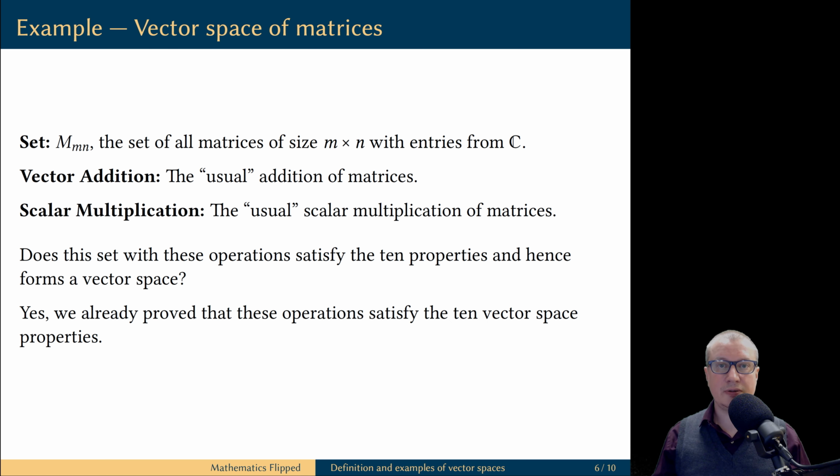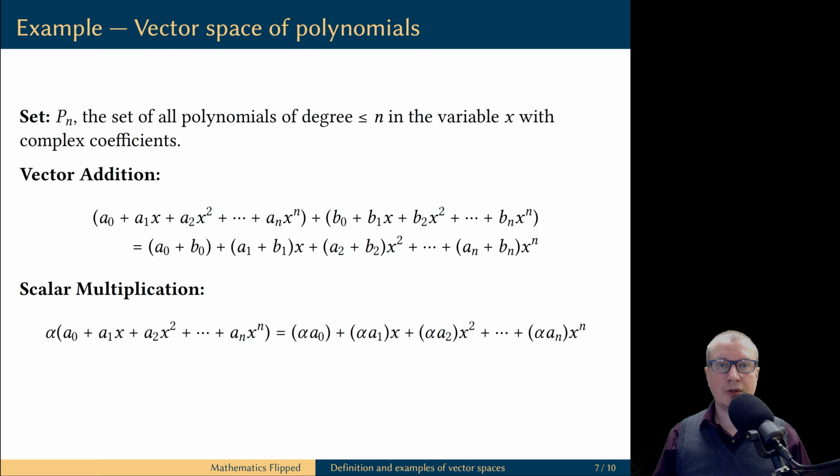Let's fix a natural number n, and we are going to consider the set of all possible polynomials of degree at most n. These are polynomials in one single variable, let's say x, and the coefficients of these polynomials could be complex numbers.